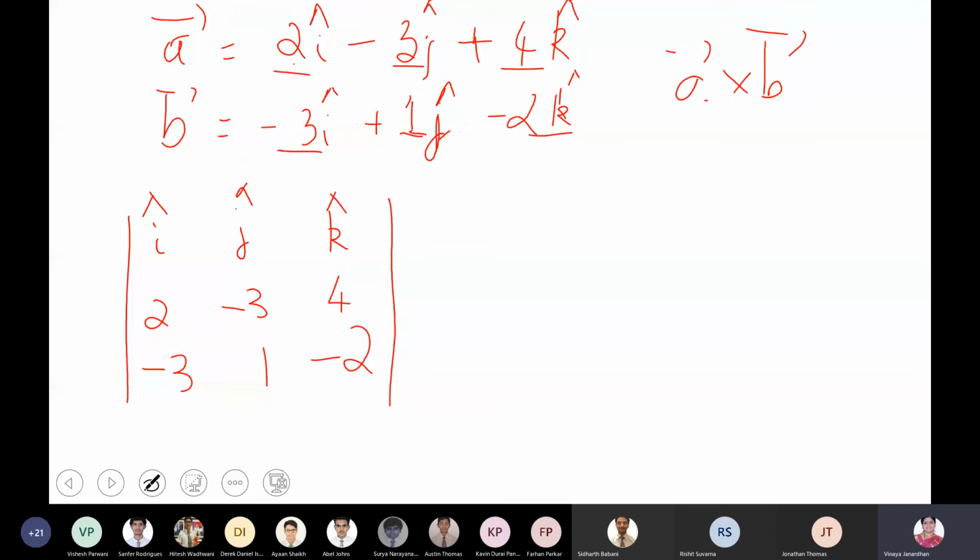Is that clear, boys? I want to find vector A cross B. Right? So I'm using this determinant form where I'm using I, J, and K. So what is the coefficient of I? 2. What is the coefficient of J? Minus 3 for the first vector. K, 4. Is this clear?